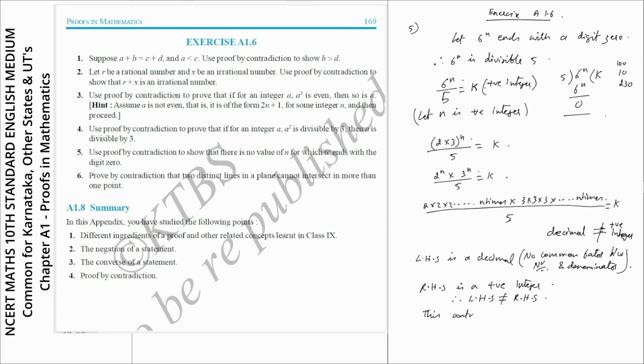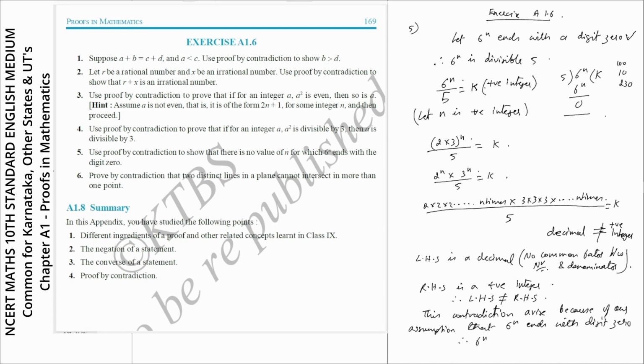This contradiction arises because of our assumption that 6 power of n ends with the digit 0. So in the first line of the proof we assumed that 6 power of n ends with the digit 0. That assumption itself is wrong.